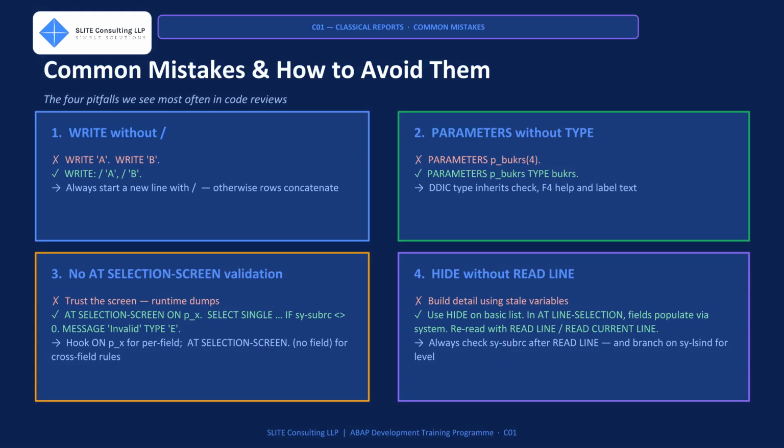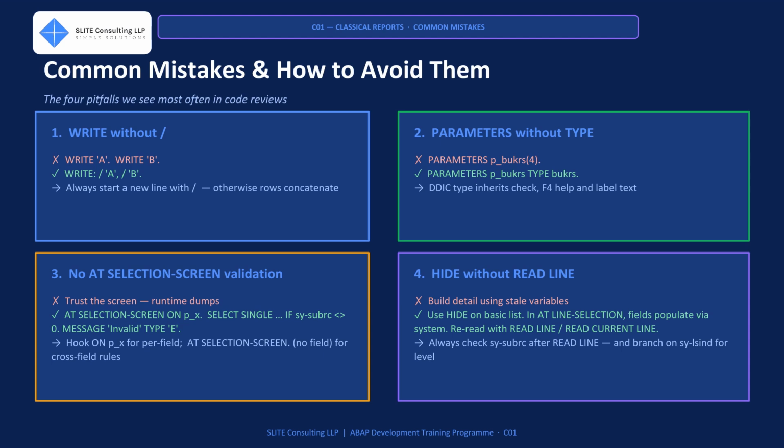Four mistakes that trip up developers on classical reports. First, forgetting the slash on WRITE. Without it, all output runs on the same line. WRITE / text starts a new line. WRITE text does not. Second, declaring parameters without TYPE. Without TYPE, there is no domain check, no F4 search help, and no field label from the DDIC. Always use TYPE referencing a DDIC field.